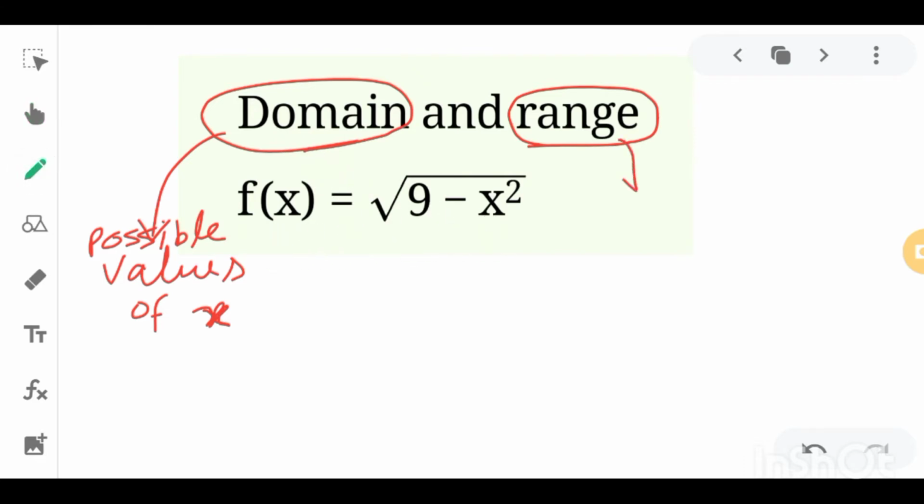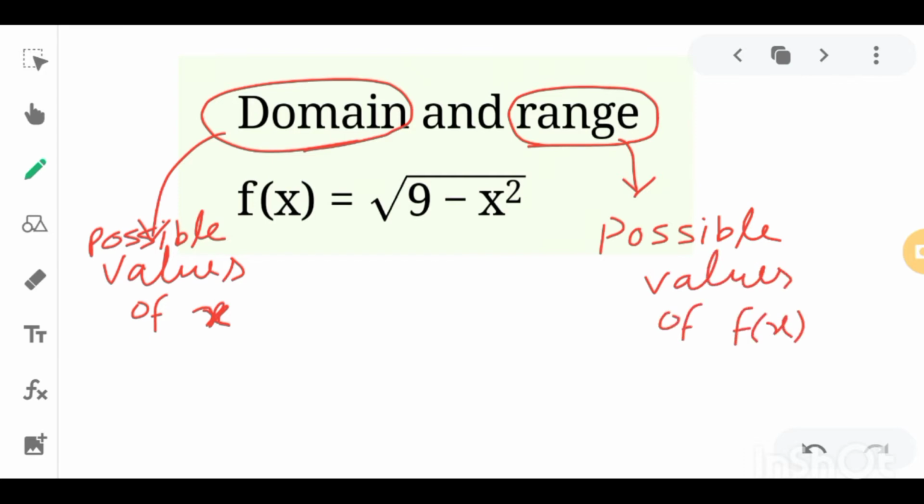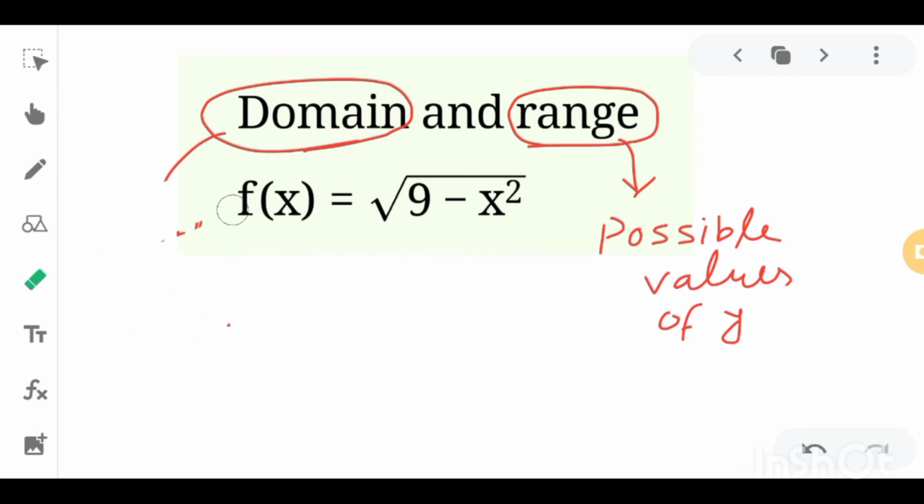And range means the possible values of function f(x). That will be the range. If I say f(x) is equal to y, then what is the possible value of y? That is called range. So domain means simply possible values of x and range means possible values of y. Is it clear? Okay. So now we can start solving.